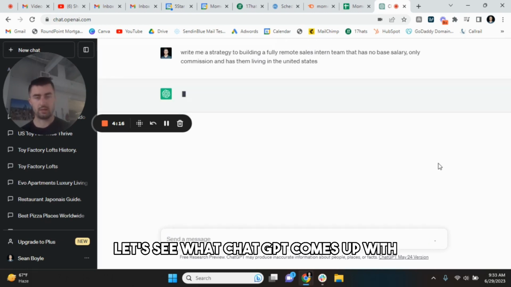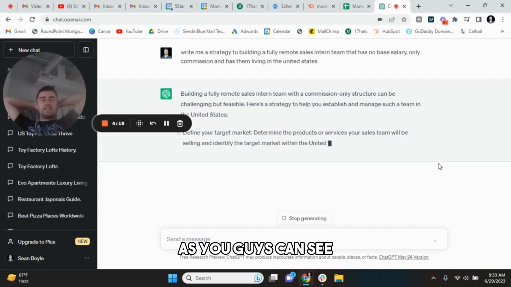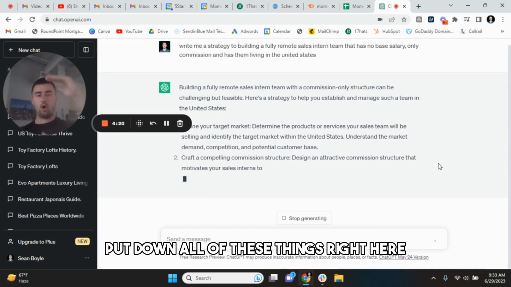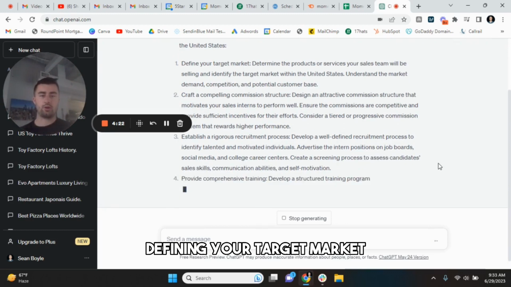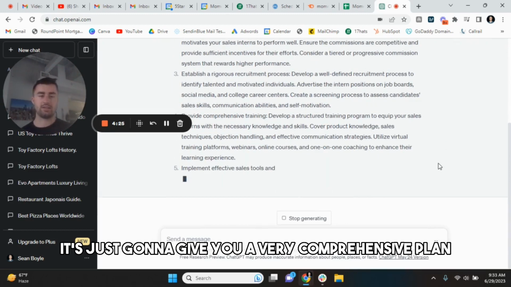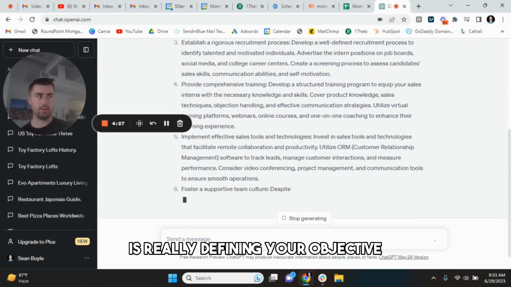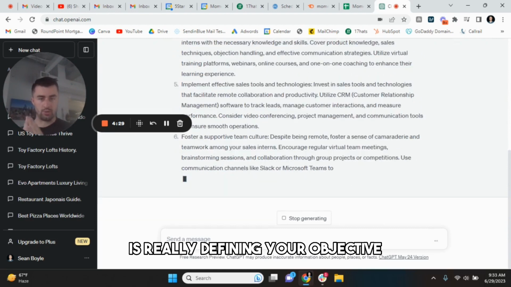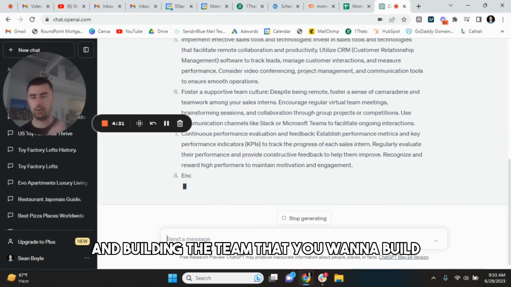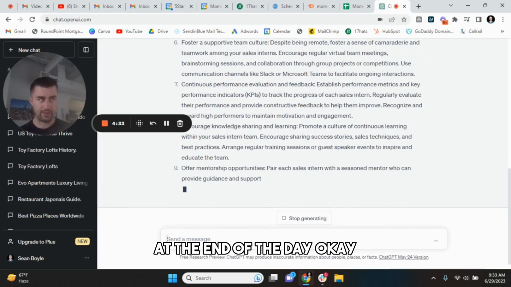Let's see what ChatGPT comes up with. As you guys can see, it's going to quite literally put down all of these things right here, defining your target market. It's just going to give you a very comprehensive plan. Okay, so this is the first step, is really defining your objective and building the team that you want to build at the end of the day.